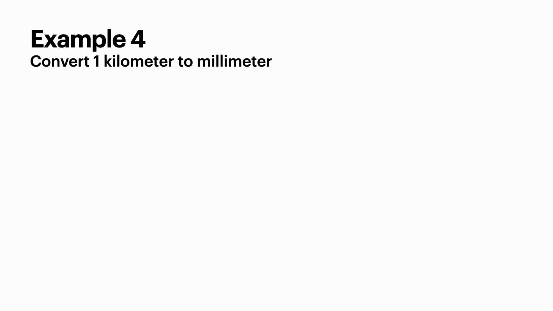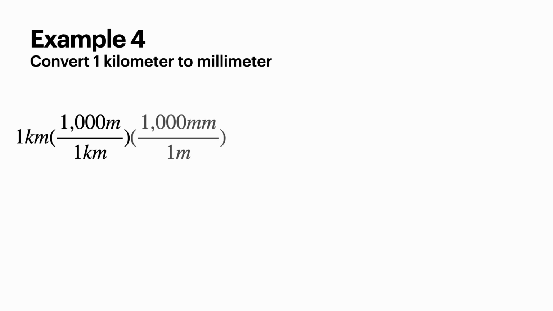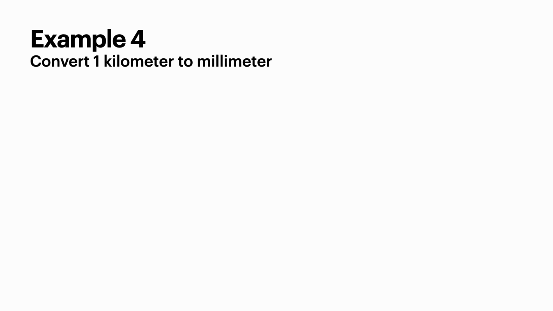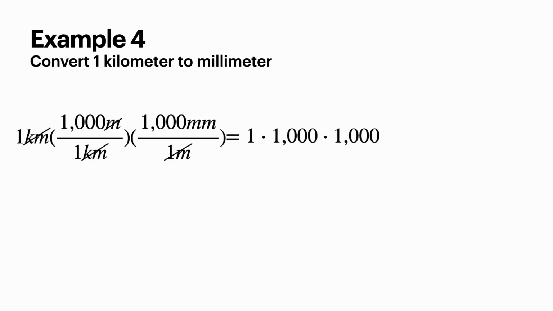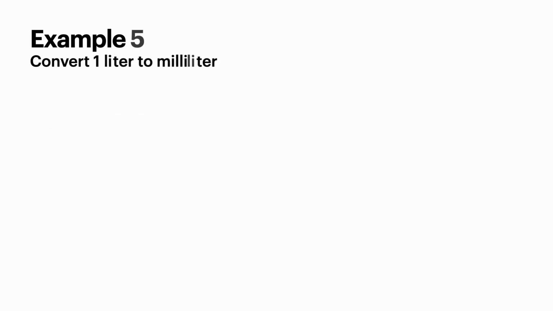Okay, first off, let's do an easy one. 1 kilometer to 1 millimeter. And we're going to use the same method. So we start with the unit we're given, kilometer. We're going to try to go to the next unit down, which would be meter. And then we go to the next unit down, which would be millimeter. So we have kilometers over kilometers, meters over meters. We'll be left with millimeters as we were asked. So 1 times 1,000 times 1,000 is 1,000,000 millimeters. So you notice we just moved the decimal. We just moved the decimal for that to work.